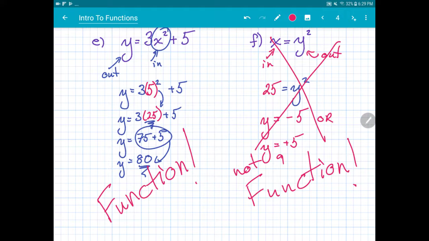Okay, so that's our idea of what a function is. A function is something that takes any input and gives you a predictable output for it.